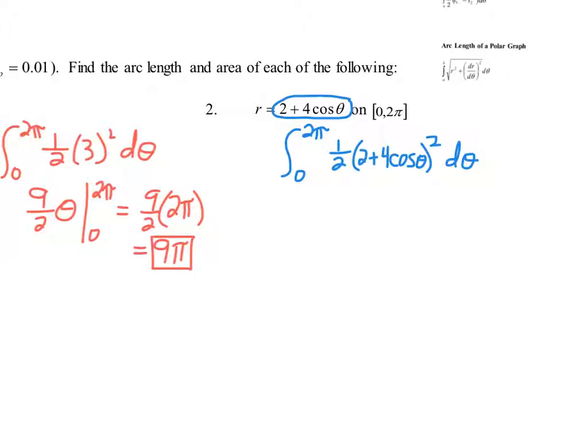So type in your expression. Be careful about it. Make sure you type it in correctly. And hit enter. 37.7-ish. If you want, divide out a pi to see if it can clean up. It does. So this gives us a 12 pi.